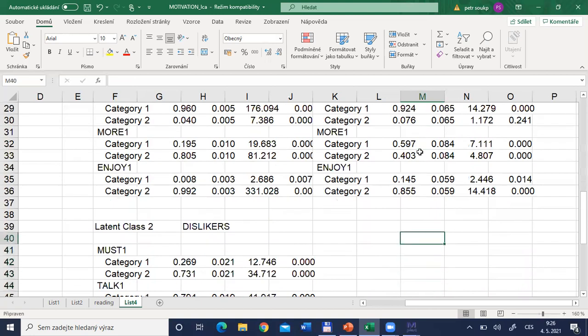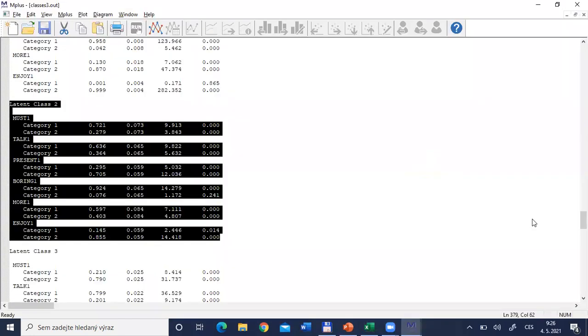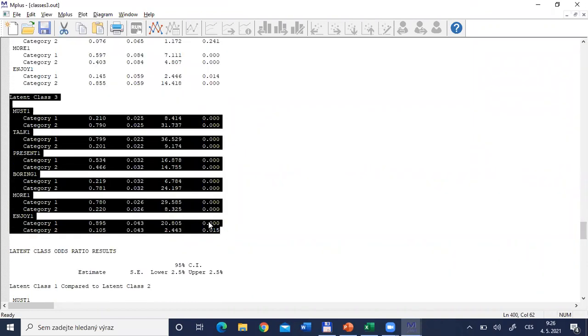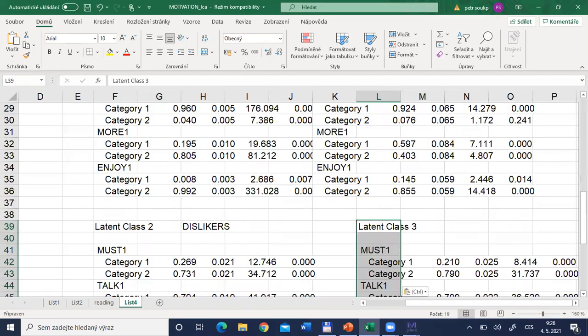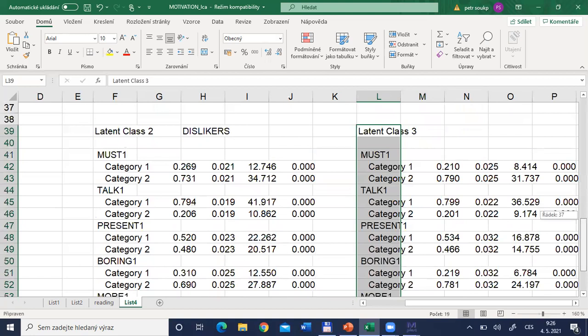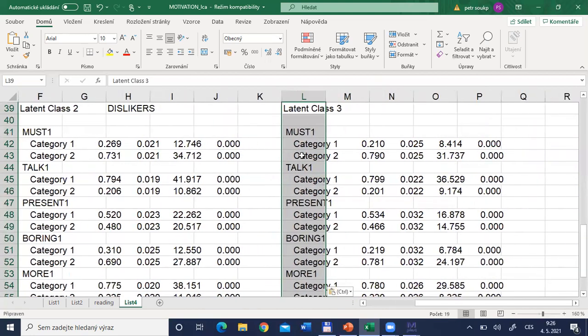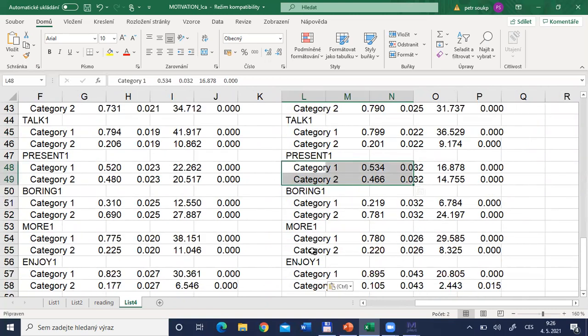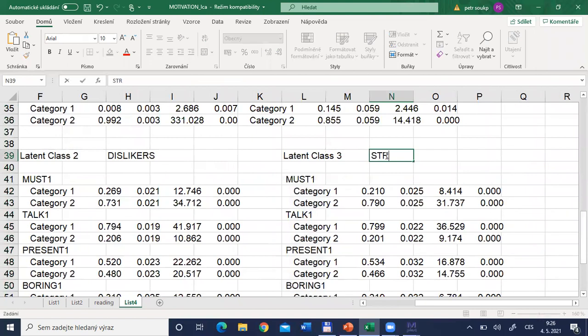And now let's only check whether the last latent class would be those who don't like reading at all. So I would copy once again these outputs. Here we have latent class three. As you can see, they say mostly I must read. They say mostly it is boring. They mostly say, no, I wouldn't talk about books. The present is still quite divided on this opinion. I wouldn't read more and I wouldn't enjoy reading books. So once again, I would call these dislikers or strict dislikers.